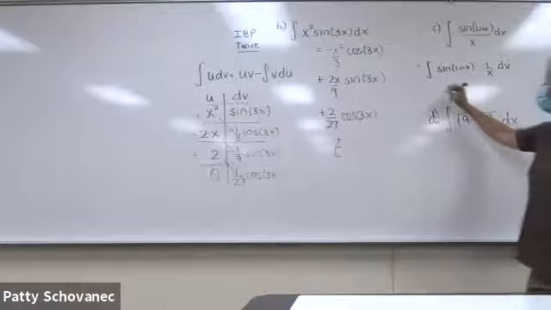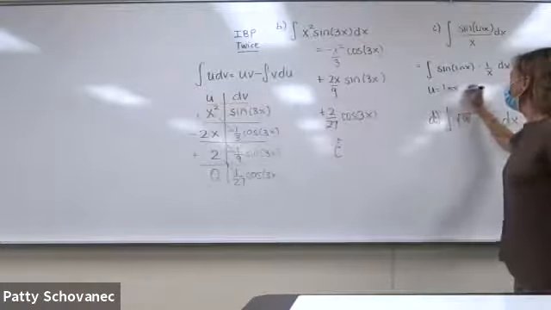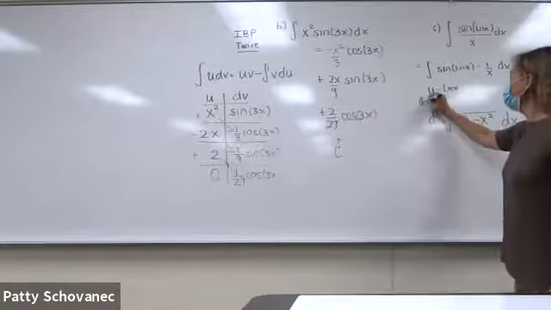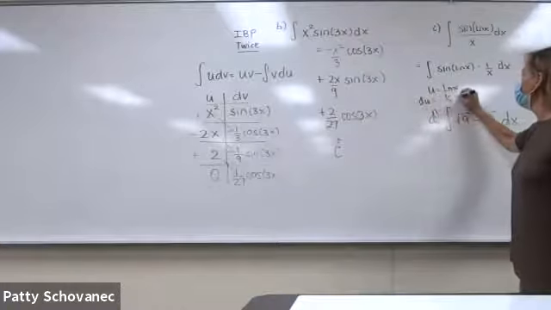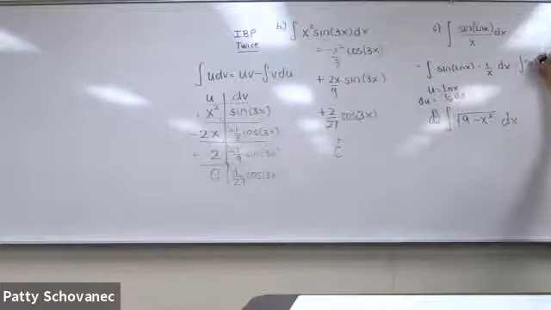You can see it right off the bat, then it's quick. u is the natural log of x. du is 1/x dx. And this is simply the integral of the sine of u du. So it's minus the cosine of u, but u is the natural log of x.